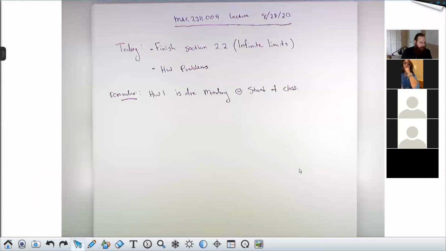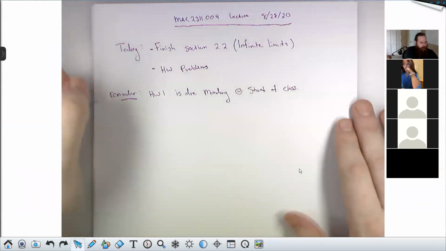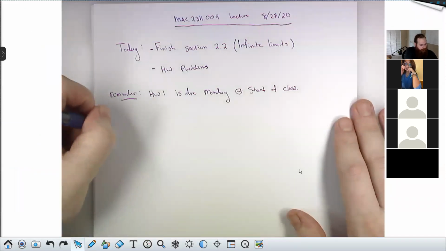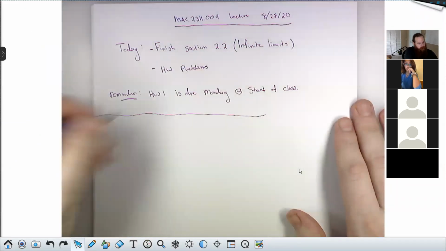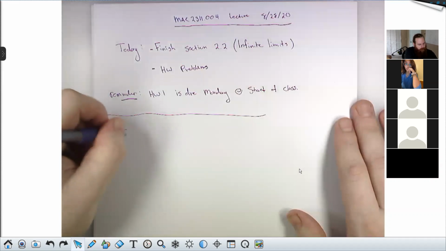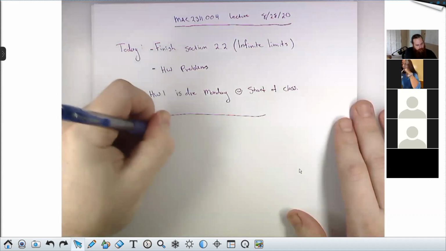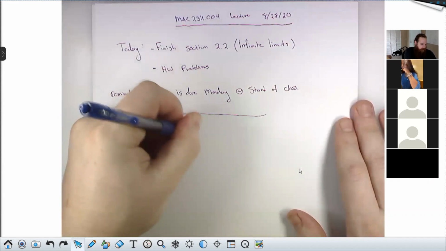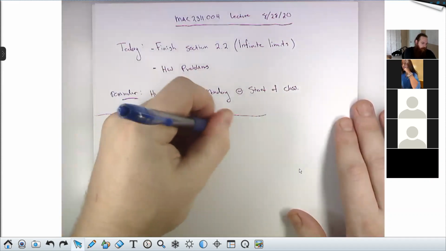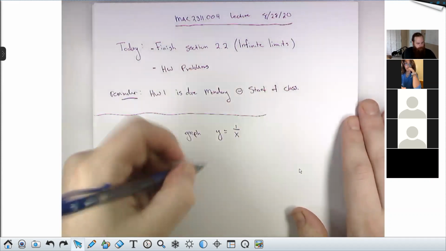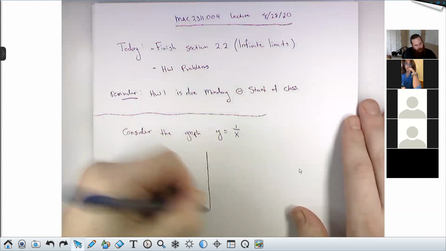Okay, so infinite limits are what you think they are. They're limits that turn out to not have a finite value. So I'll say consider the graph y equals 1 over x. Hopefully we all remember what this looks like.